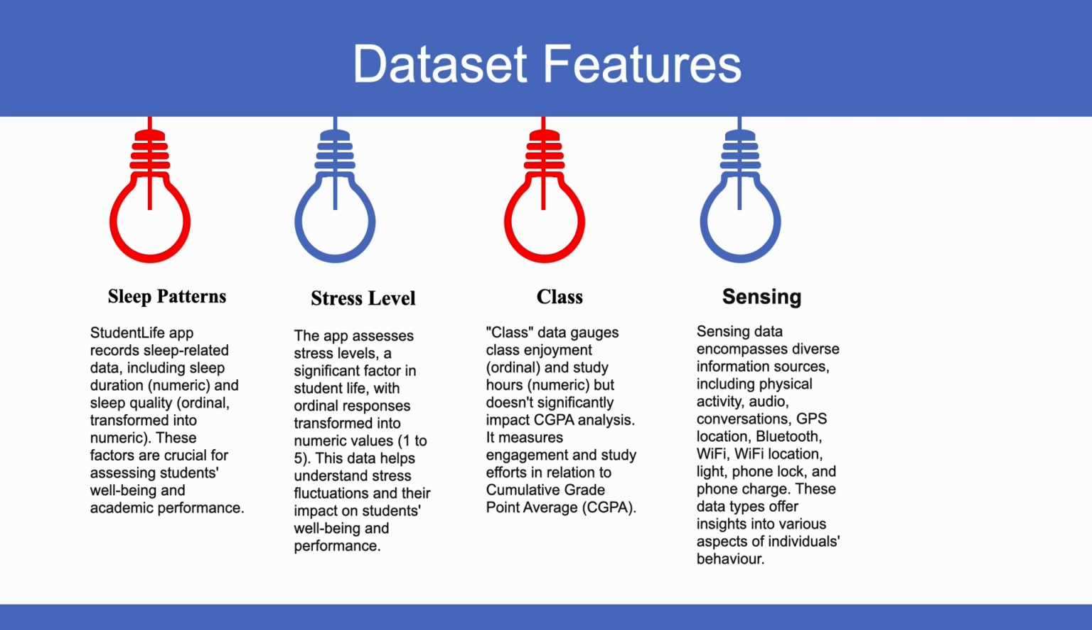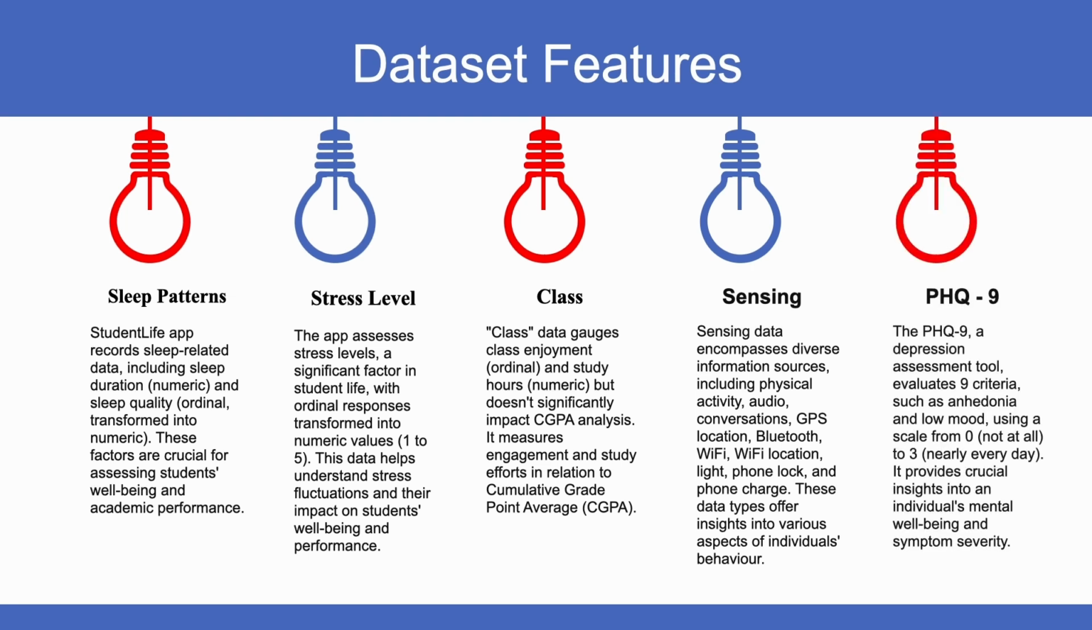Then we have sensing data that encompasses diverse information sources, including physical activity, audio, conversations, GPS location, Bluetooth, Wi-Fi location, light, phone lock, and phone charge. These data types offer insights into various aspects of individuals' behavior. Lastly, PHQ-9. The PHQ-9, a depression assessment tool, evaluates 9 criteria, such as anhedonia and low mood, using a scale from 0, not at all, to 3, nearly every day. It provides crucial insights into an individual's mental well-being and symptom severity.